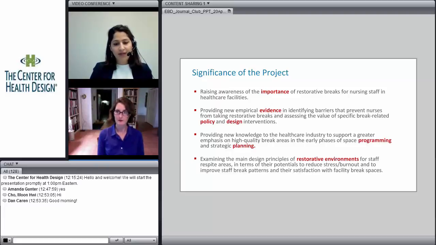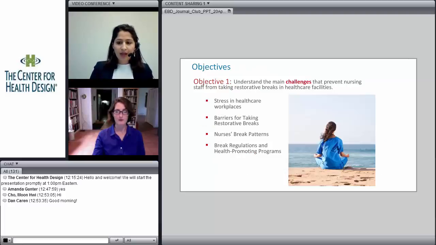For nursing staff in healthcare facilities, I really wanted to contribute to the healthcare industry in terms of empirical evidence that can help us in terms of policy and design intervention, and I wanted to contribute to the knowledge that can protect this important space when we are doing programming and strategic planning. And finally, I wanted to know what are the main principles of restorative environments for these spaces.